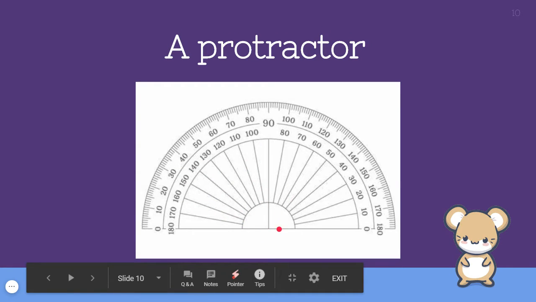Next one was an acute angle which said that it is going to be less than 90. So you can see the numbers on the inside from 0 to 90. All of these angles are going to be acute angle.